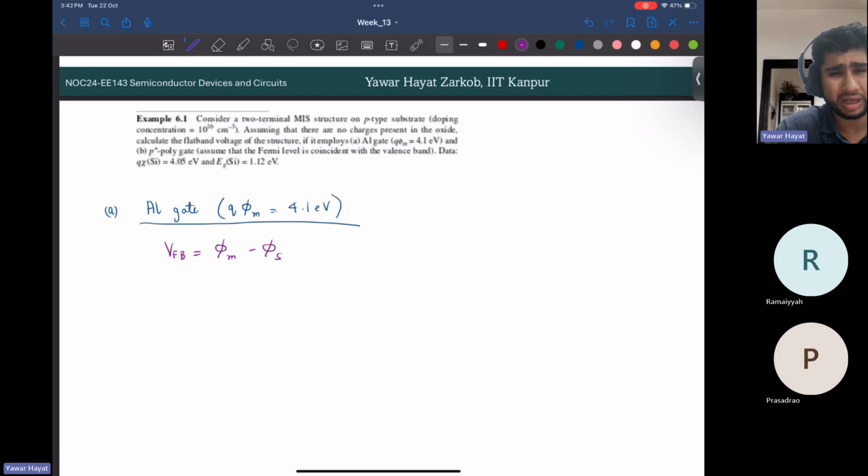So the only unknown quantity that you have is phi s. What is phi s? Semiconductor work function, right? Let's draw the band diagram.